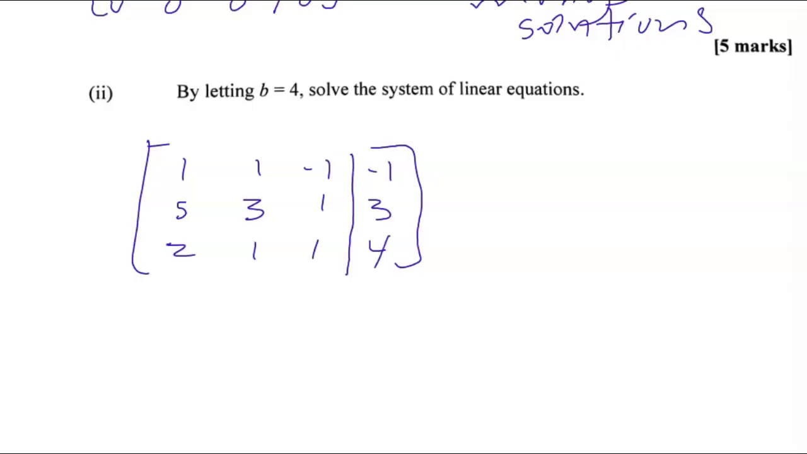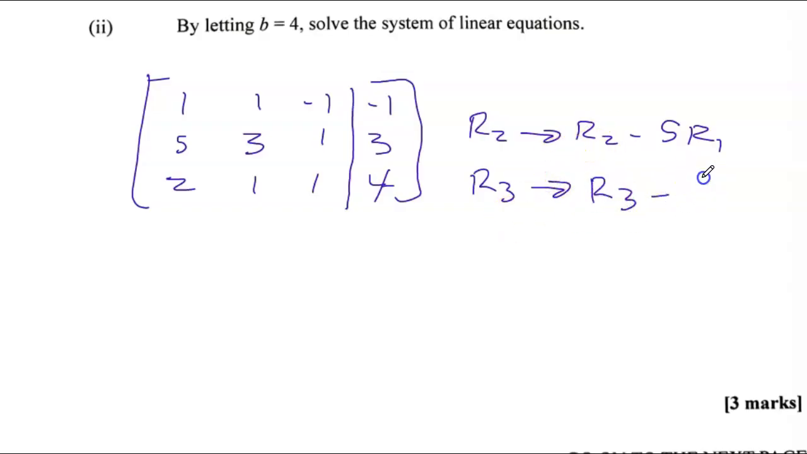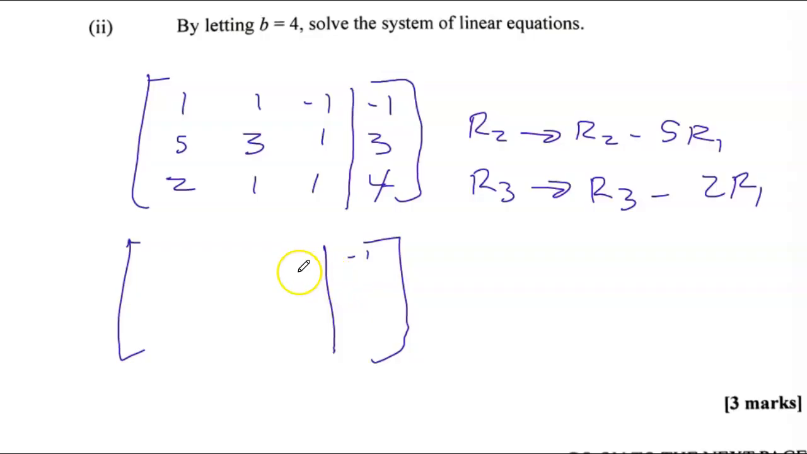Alright, let's apply it again. So we're doing the same thing all over again. Again, we're changing row 2 and row 3. So row 2 will become row 2 minus 5 times row 1. And row 3 will become row 3 minus 2 of row 1. So row 1 will not be disturbed. Just row 2 and row 3 we are troubling, alright?